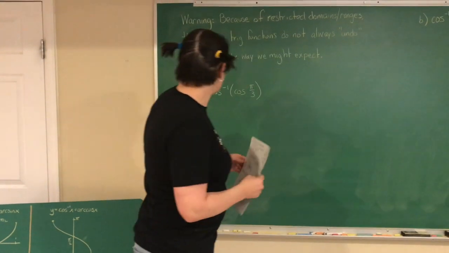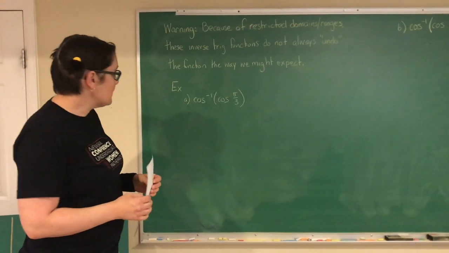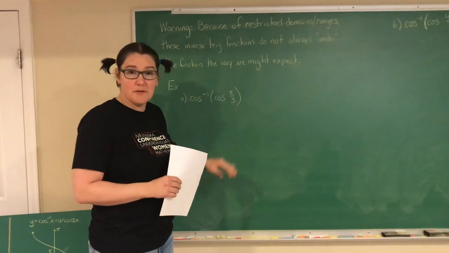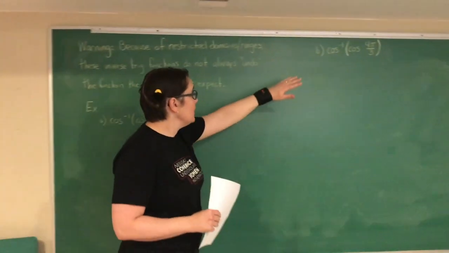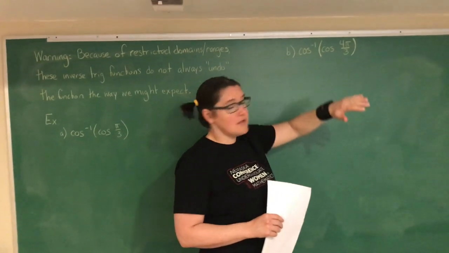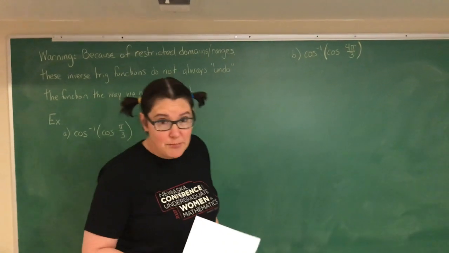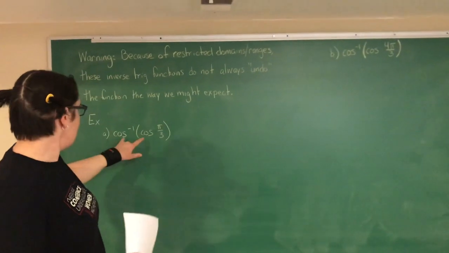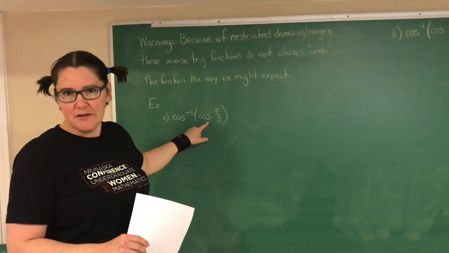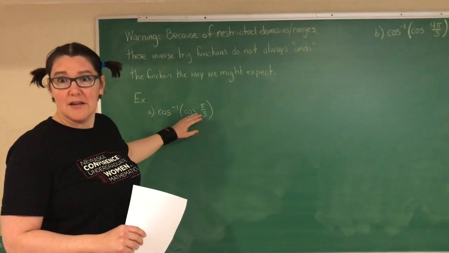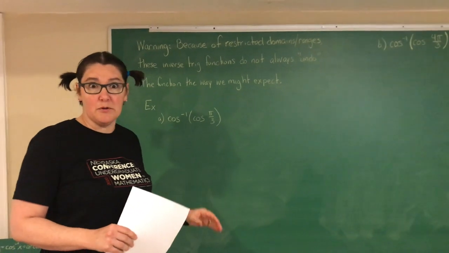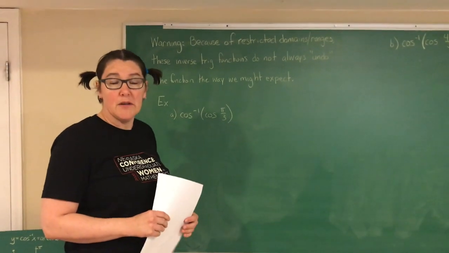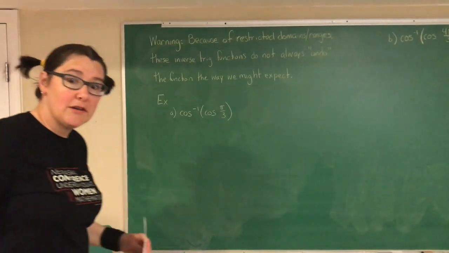Okay, so I have two examples up here. One is inverse cosine of cosine of pi over 3. And over here I have inverse cosine of cosine of 4 pi over 3. And in both examples, we would expect that our answer, because we have our inverse trig function and then the original function, those should undo each other and give us back whatever we started with, which is, in this case, pi over 3. So let's see if that's the case. We're going to check it out on the graphing calculator.